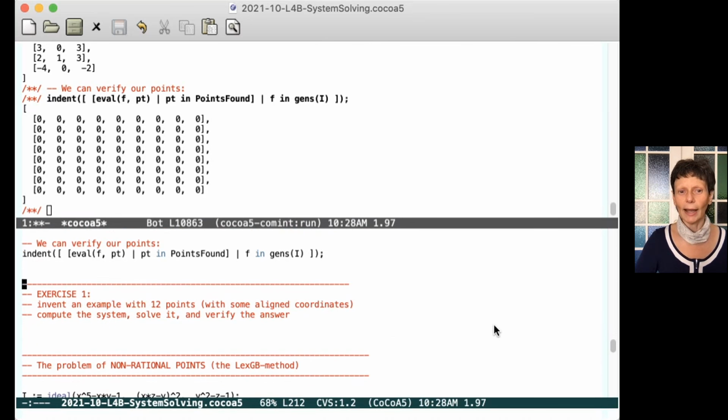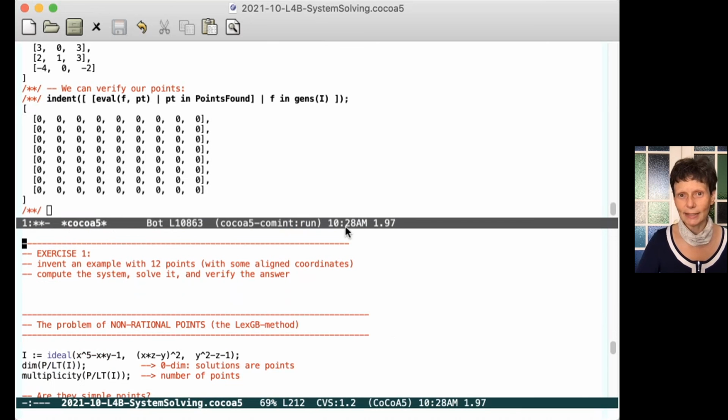Nice. So I suggest this exercise for you to get used to these constructions. Invent an example with 12 points with some aligned coordinates, and then you create the system with ideal of points, and then you solve the system and verify the answer following the steps we did.